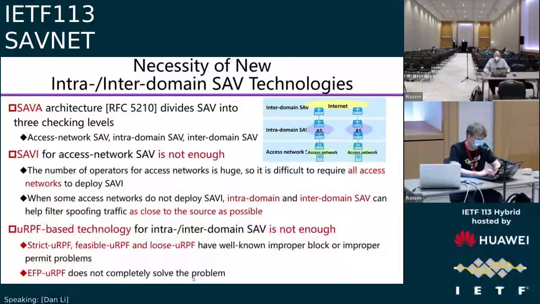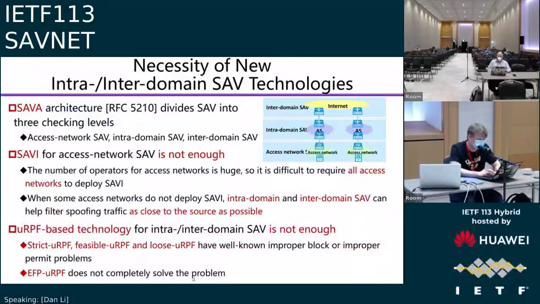In RFC 5210, the SAVA architecture divides SAVE into 3 check-in levels, namely access network SAVE, intra-domain SAVE, and inter-domain SAVE. However, SAVI for access network SAVE is not enough because the number of operators for access networks is very huge. So it is difficult to require all access networks to deploy SAVI simultaneously. When some access networks do not deploy SAVI, we hope that intra-domain SAVE and inter-domain SAVE can also help filter spoofing traffic as close to the source as possible, without only dealing with the spoofing traffic at the destination.